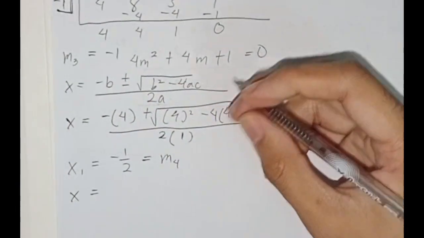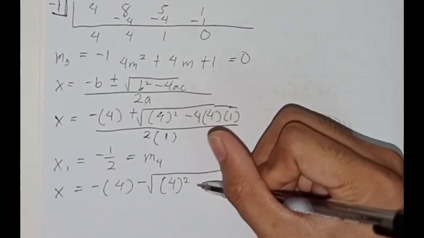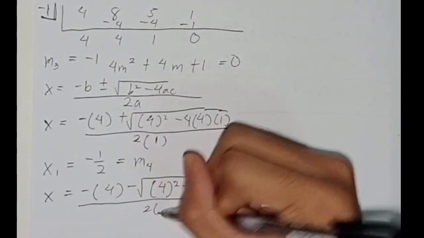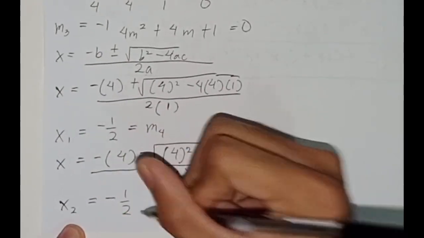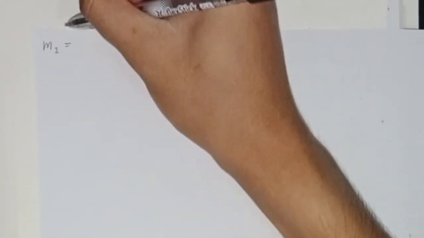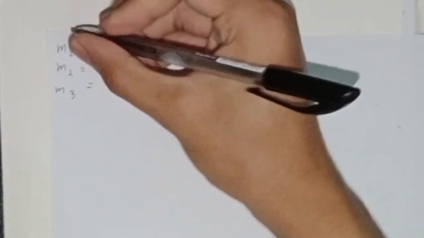Getting the negative root now will be negative b. So our b is 4 minus square root of b squared, that will be 4 squared, minus 4 times our a is 4 times our c is 1, all over 2a. So our x sub 2 is equal to negative 1 half also. So this is our last root, or the m sub 5. All our roots, so that will be our m sub 1 is 3, m sub 2 is negative 1, m sub 3 is negative 1, m sub 4 is negative 1 half, and m sub 5 is equal to negative 1 half.